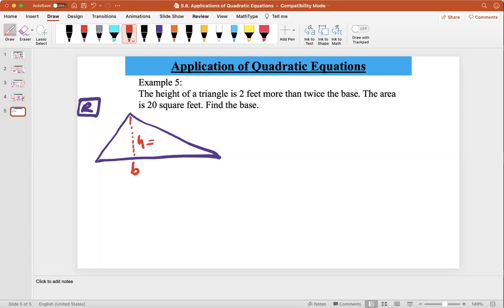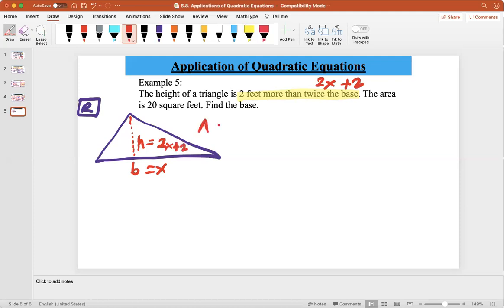Now we represent the base and the height. Looking at this phrase, this describes your height: 2 feet more than twice the base. We do not know the value of the base, so we can represent the base as x. With the base x, we can now write this into symbols to represent our height. Twice the base is 2x, and "more than" means we put plus 2. So 2x plus 2 is your height.